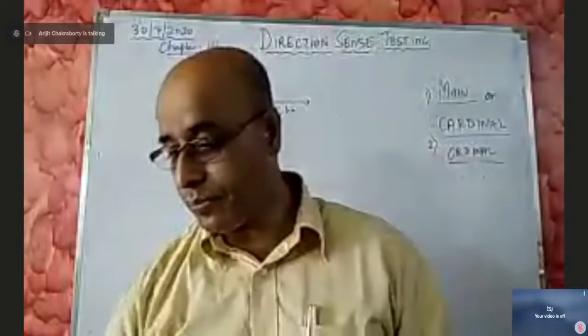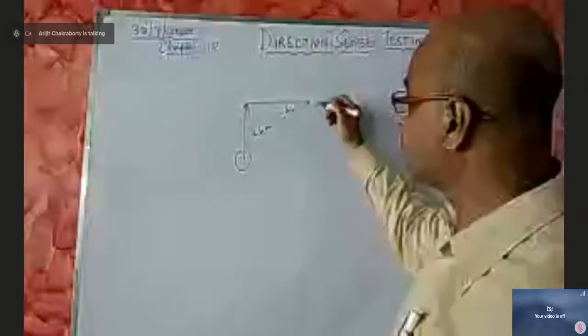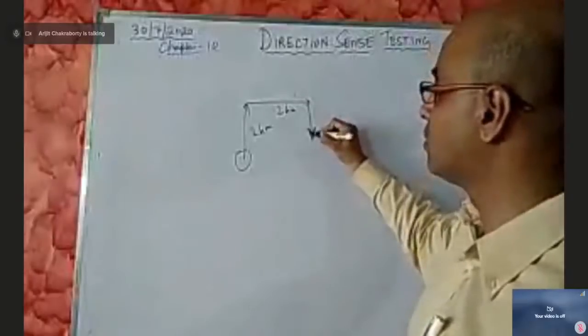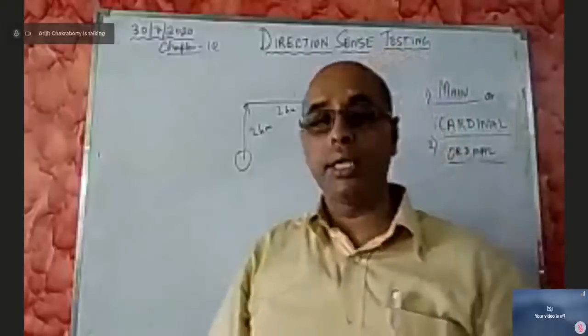Again, from this point, the right turn means coming down. That means he is moving down now. He has taken a right turn and he is moving down. Okay, he is moving down. The question is, what direction is he now facing?